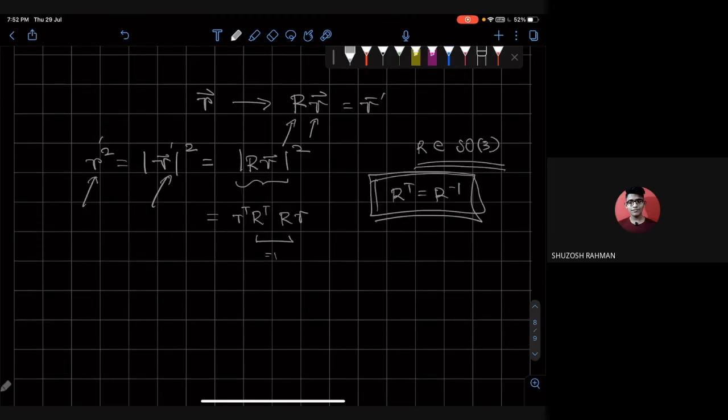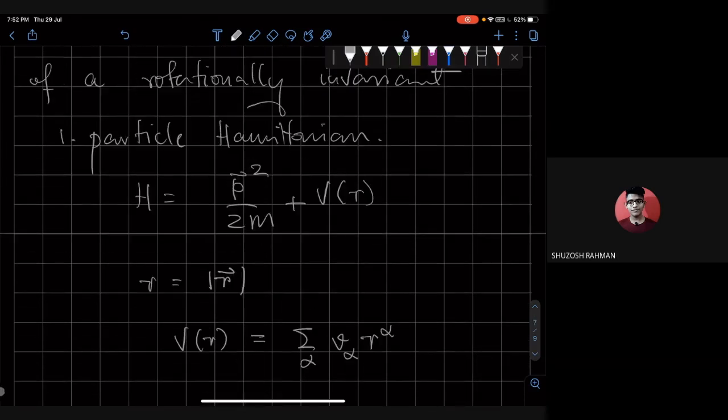So this is going to be equal to r squared, which is just r squared. So we have proved that under rotation, r prime is equal to r. So that means that this thing is rotationally invariant. But what about this thing?